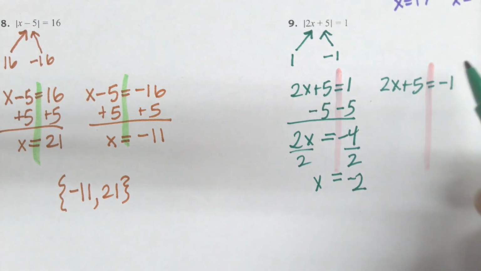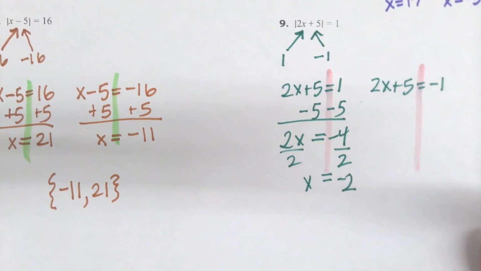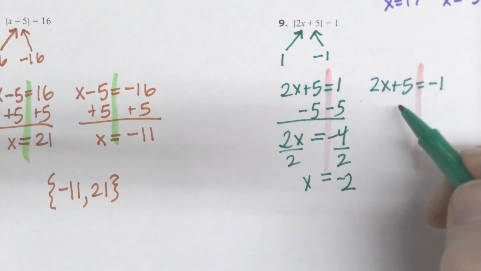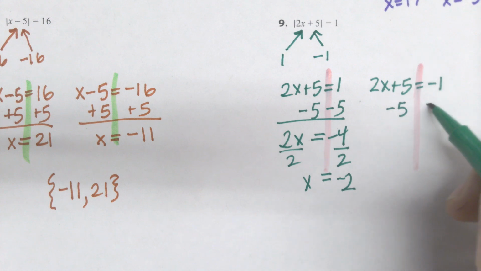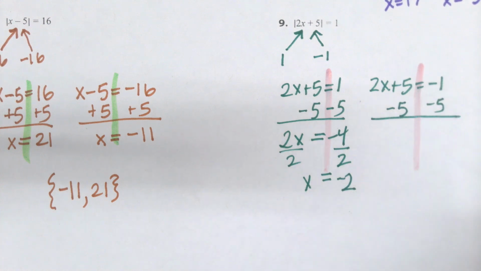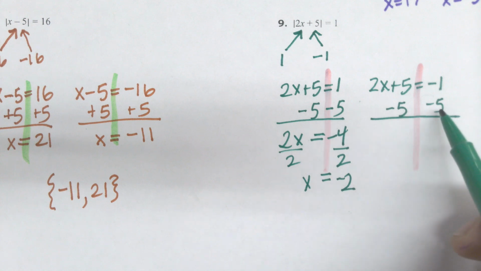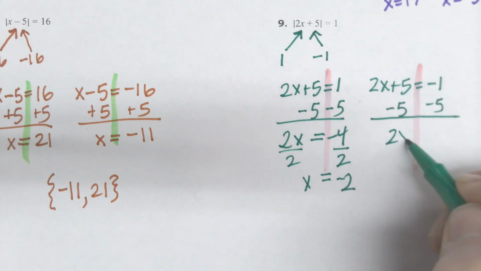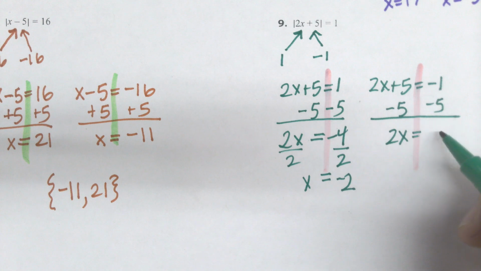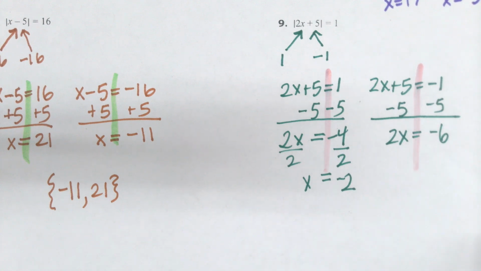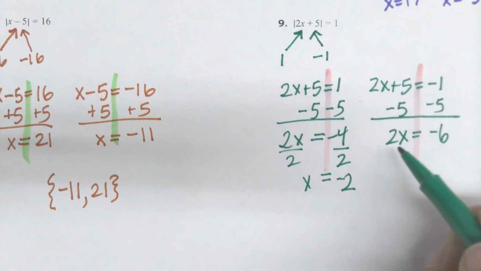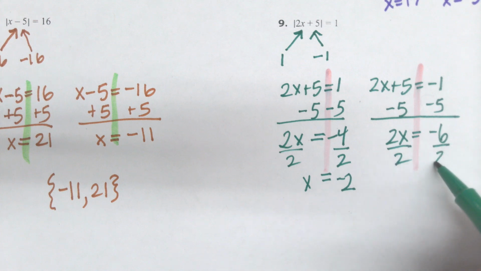Perfect. Now I have to do part 2. Again, double the work. Absolute values give me double the work. The beauty part is the process is the same. So I'm going to start the same way. I'm going to subtract 5. It's just that now I'm subtracting it from negative 1, so I get negative 6 instead. And then I'll divide by 2, and I get negative 3 for my answer.